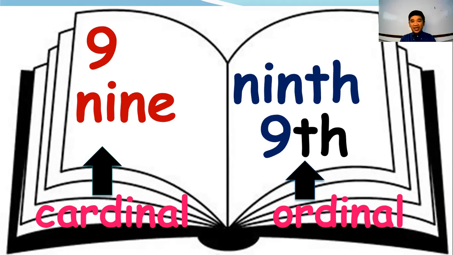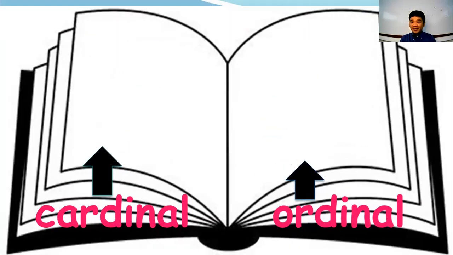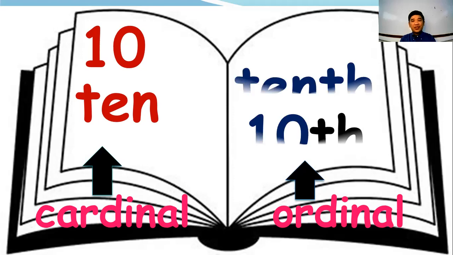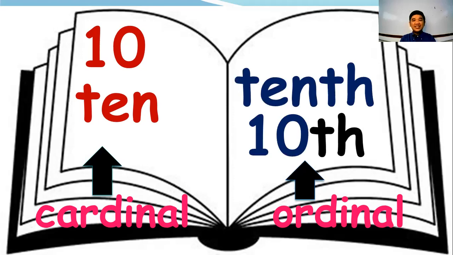Okay, and the last one, we call it number 10. Okay, how do we spell the word for number 10? Very good. That is T-E-N. 10. So how are we going to write the cardinal number 10 as an ordinal number? We write it as 10th. Everybody say 10th.